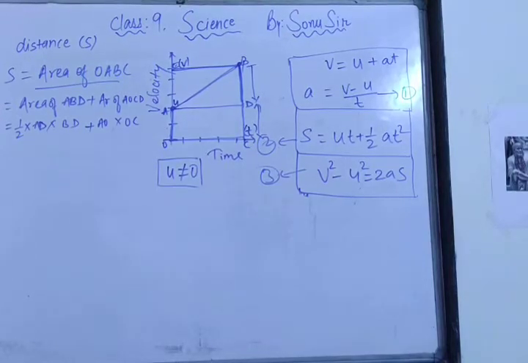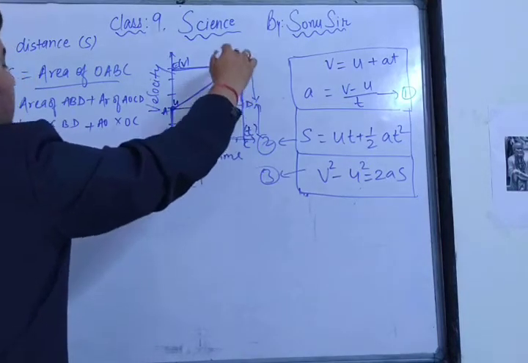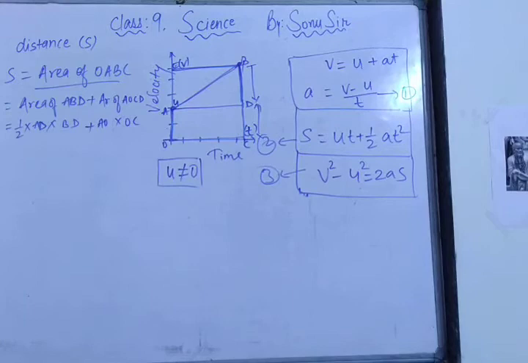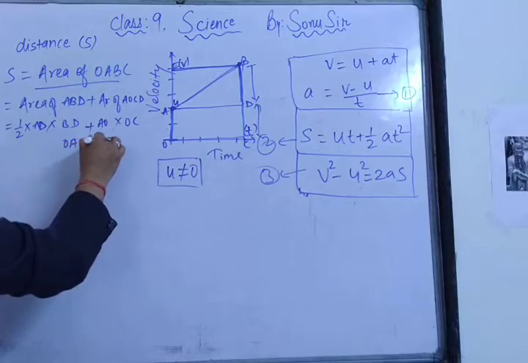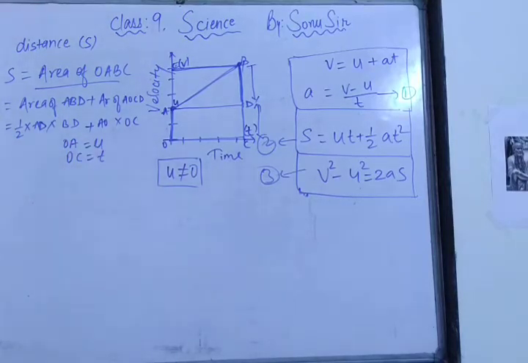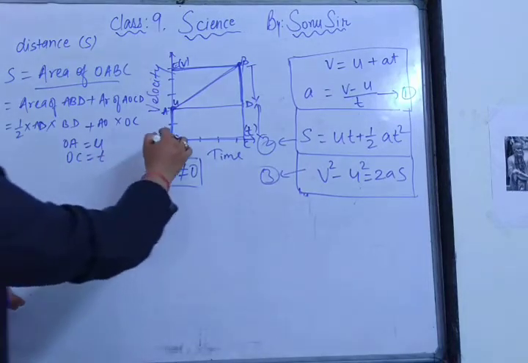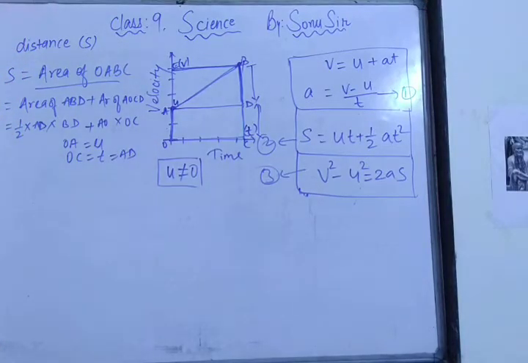AO is the initial velocity, BC is the final velocity, and OC is the time taken. Now OA is equal to u, OC is equal to t, and what is AD? OC and AD are both equal, they are both equal to t only.